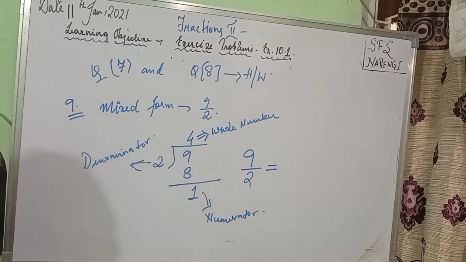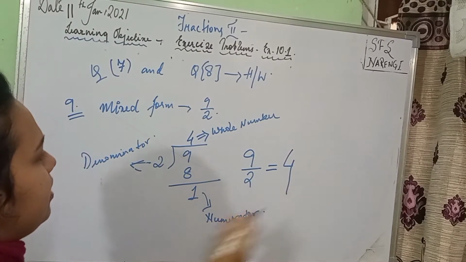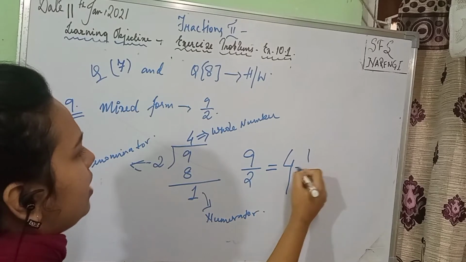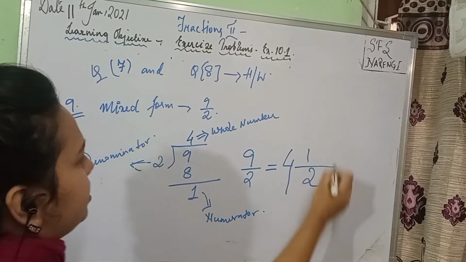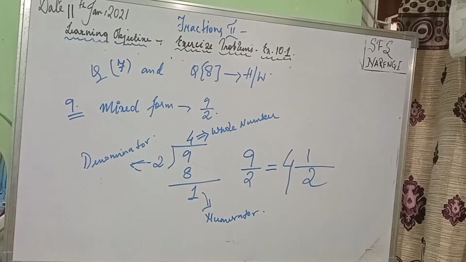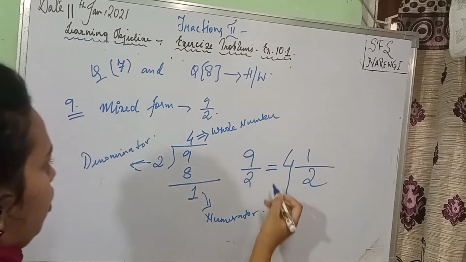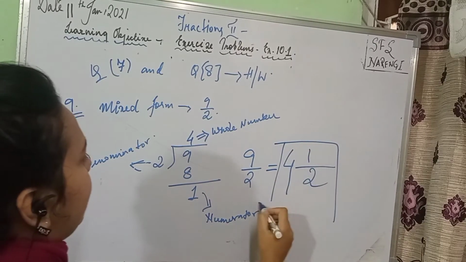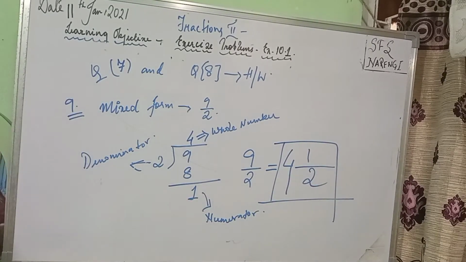So 9 by 2 can be written as 4, that is your whole number, 1 is the numerator, 2 is the denominator. Clear? Very good. Alright. So, question number 9. The answer is 4 1 by 2. Okay. Alright.